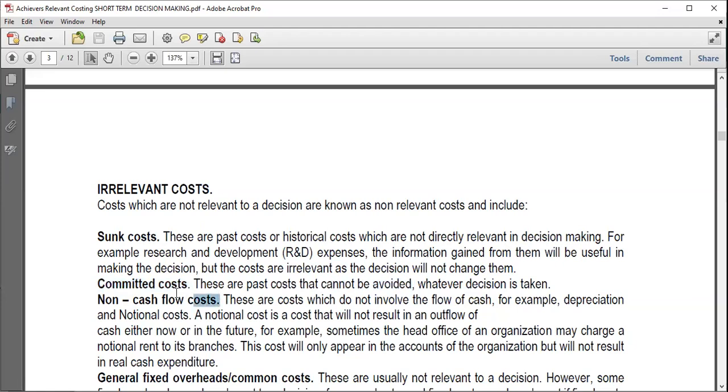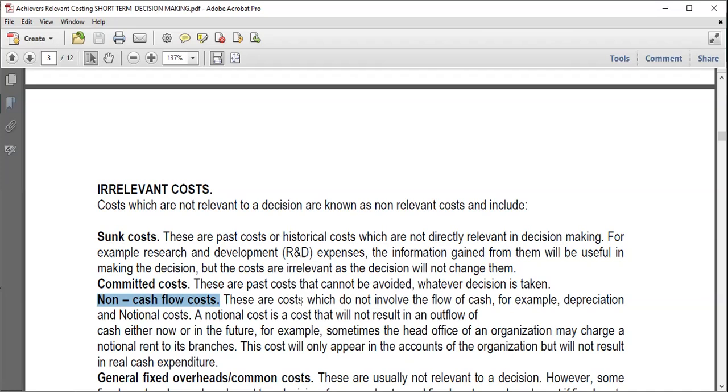And then we have what we call the non-cash flow costs. Now, I know some of you know very well, maybe you did financial accounting one, the costs that we call notional costs. Notional costs are usually costs that are charged by management, maybe head office management, on different branches, just for allocation purposes. I'll give you an example.